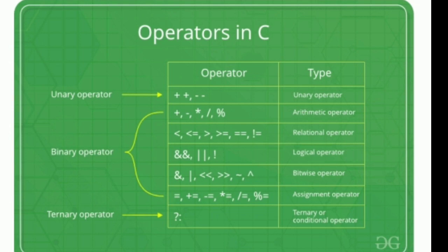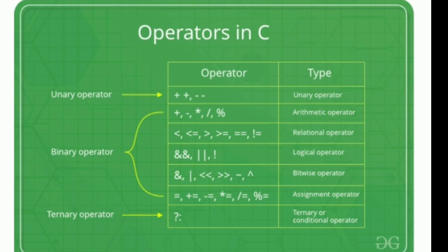Suppose a is equal to 5.0, b is equal to 2.0, c is equal to 5, and d is equal to 2. Then a by b is equal to 2.5, a by d is equal to 2.5, c by b is equal to 2.5. But c by d is equal to 2. These are some operators in arithmetic. Then we are going to the assignment operator.